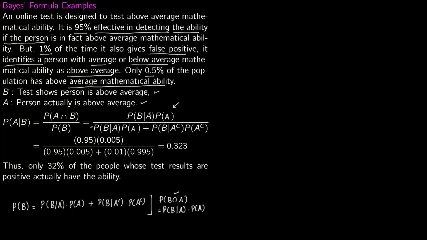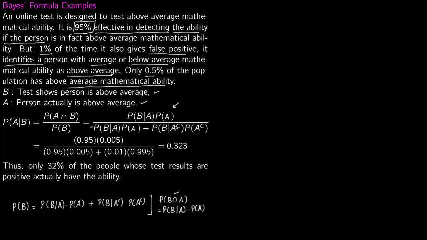So probability of B given A is 95%. That is, the test shows the person is above average and it is given that the person is actually above average. So 95% of the time the test is effective. So you get 0.95. Probability of A, that the person actually is above average, is 0.5%. So that will be 0.005 divided by this, which we have just written: probability of B given A times probability of A, same. Probability of B given A complement: the test shows that the person is above average, but actually the person is below average.